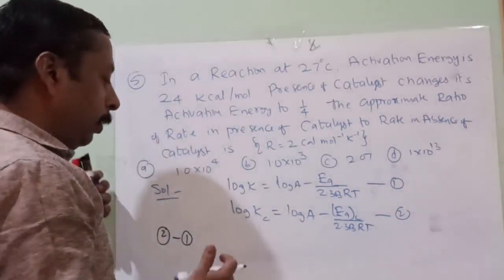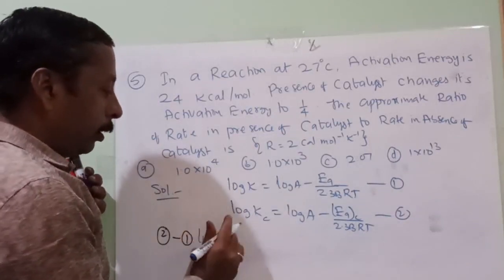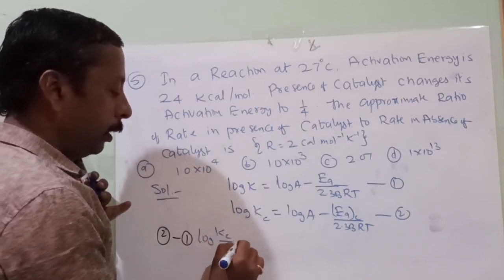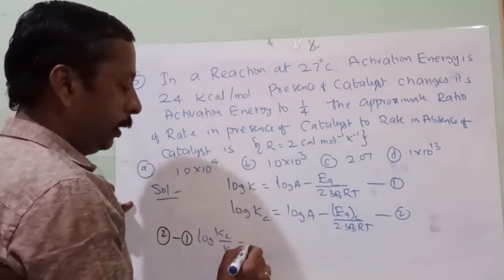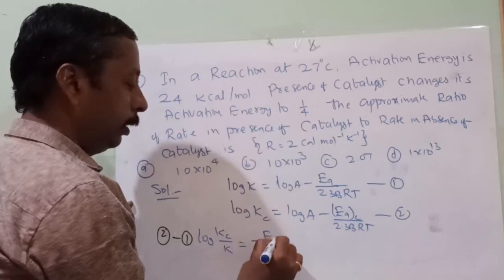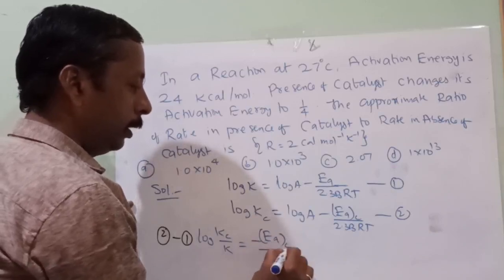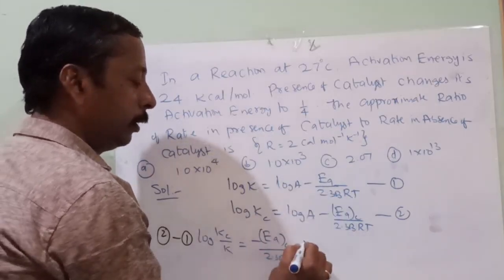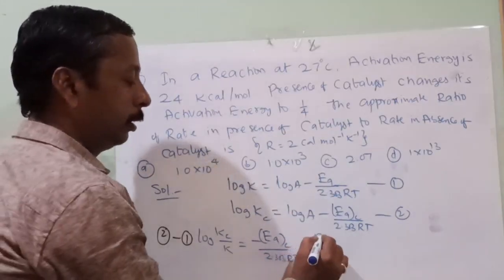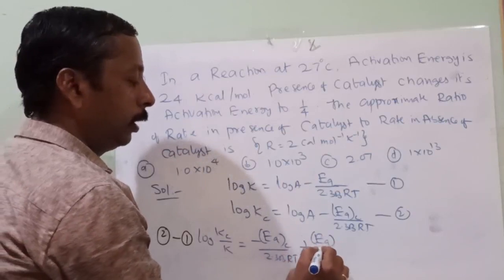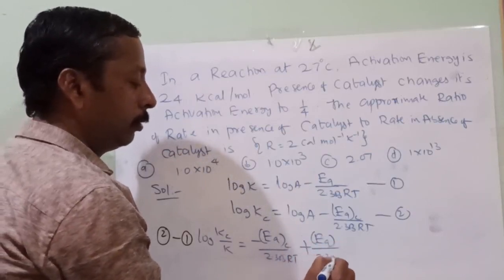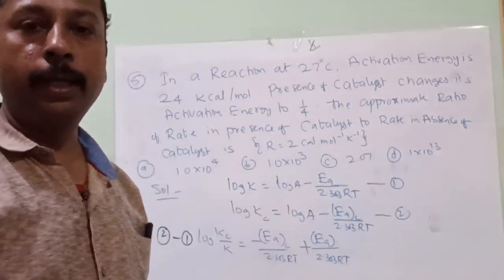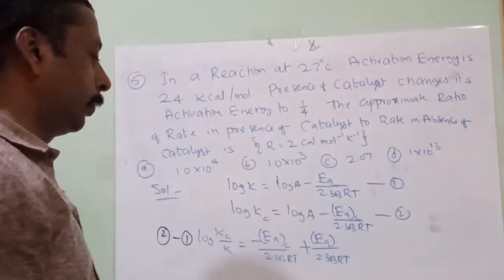If I do it like that, log Kc minus log K, so what I will get is Kc by K, and log A will get cancelled. Minus EAC divided by 2.303 RT, minus of minus will be plus, so EA without catalyst divided by 2.303 RT. So what you can do now is take something common. Okay, what common will you take?